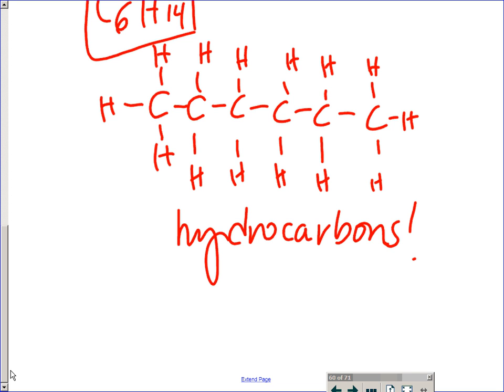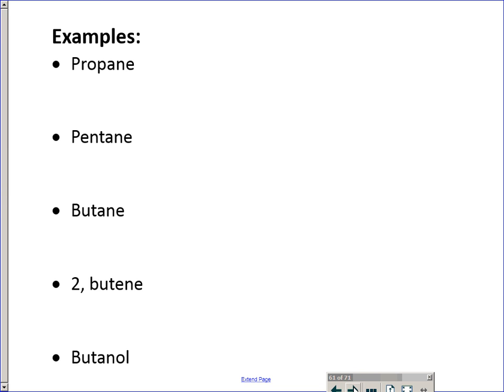Okay, so let's do a couple more. I want you guys to write the formulas for propane, pentane, butane. Start with those 3, and then I'll do another example. Propane, pentane, butane. Now, give me a heads up. Whose computer is still updating?